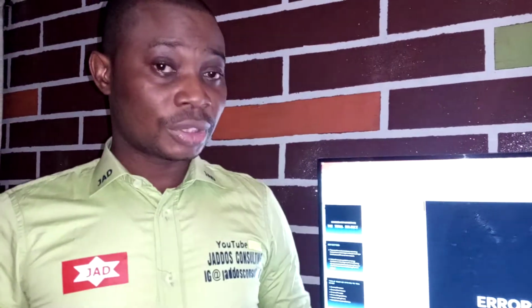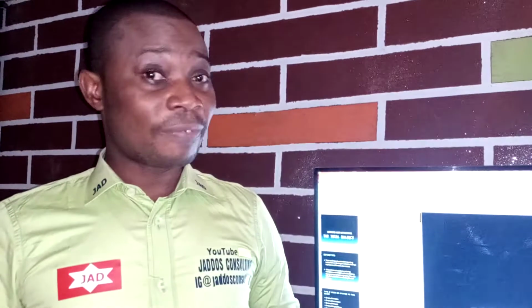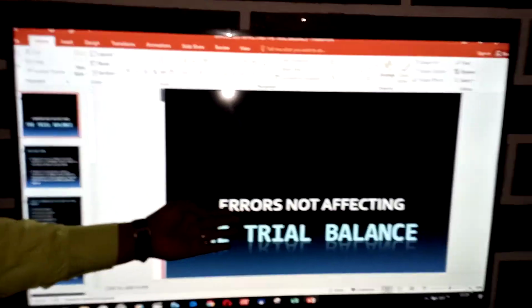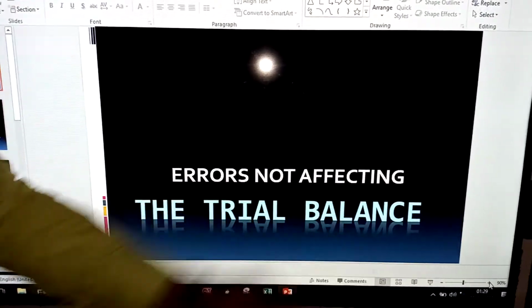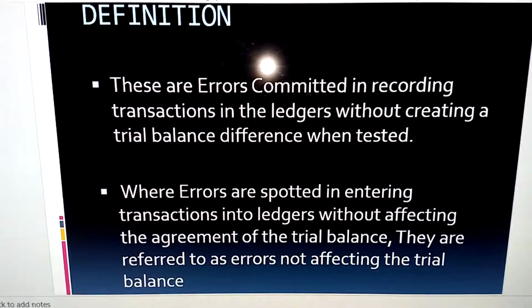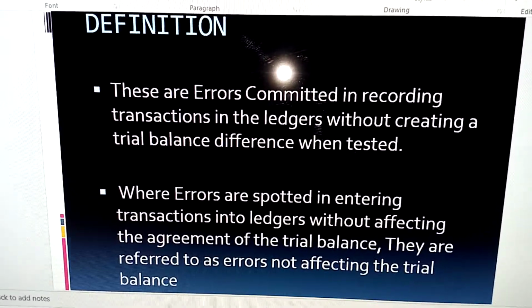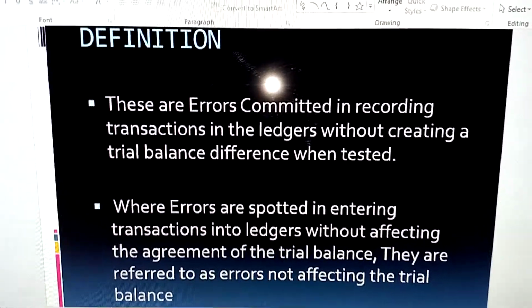In the agreement of the trial balance, there might still be some errors in the transaction recording. These errors do not affect the trial balance. So in this class, we are going to be looking at errors not affecting the trial balance. These are errors committed in recording transactions in the ledgers without creating a trial balance difference when tested.